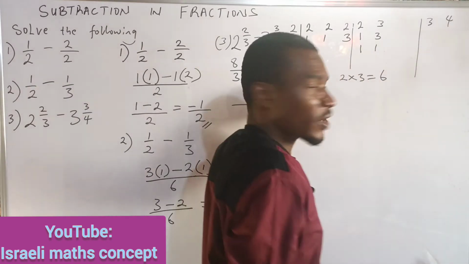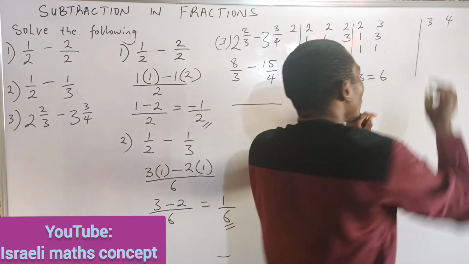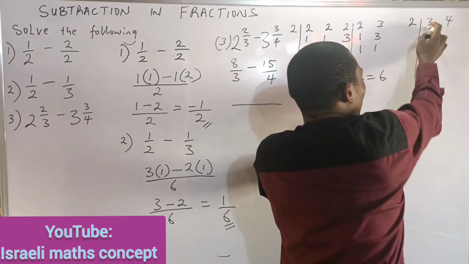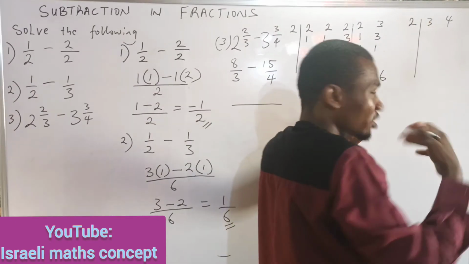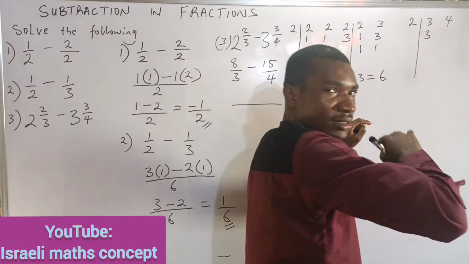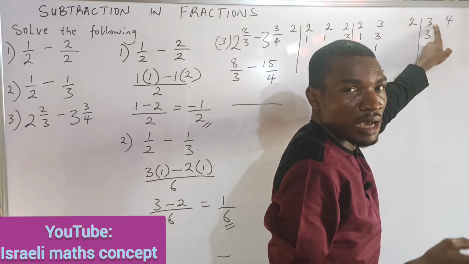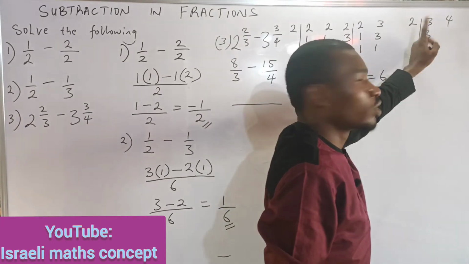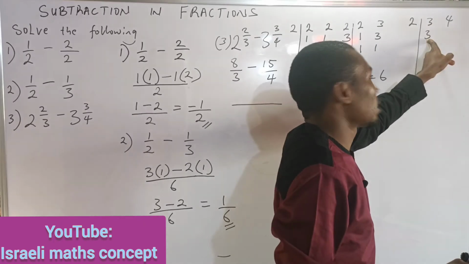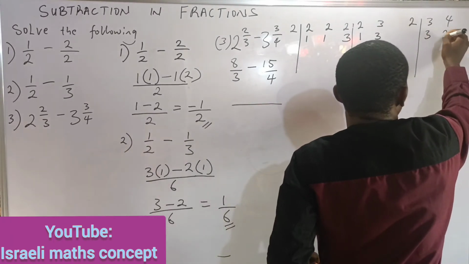The smallest factor that can divide either 3 or 4 is 2. So we write 2. 2 divide 3, it cannot divide. So we just put down 3. Remember that when 2 divide 3, it will have remainder, and because it will have remainder, we don't need to trouble ourselves. We bring down the 3. Then 2 divide 4, we have 2.